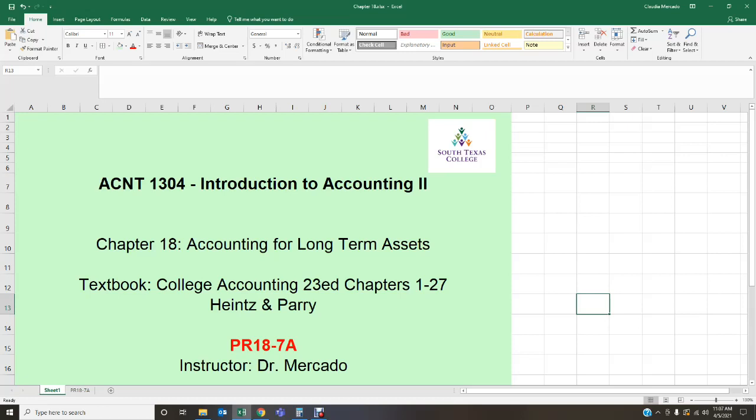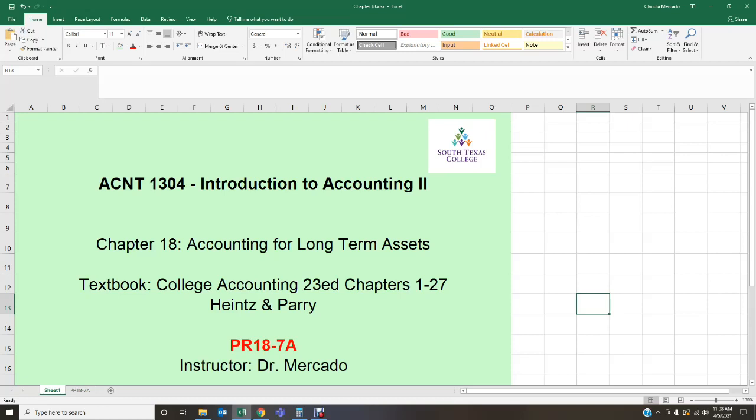So in this particular chapter, we're going to learn the proper accounting for property, plant, and equipment, natural resources, and intangible assets using a variety of methods. Now, it is very important that before you attempt your homework assignment, you read the chapter. There's a lot of information included in the chapter that's going to help you complete your assignments.